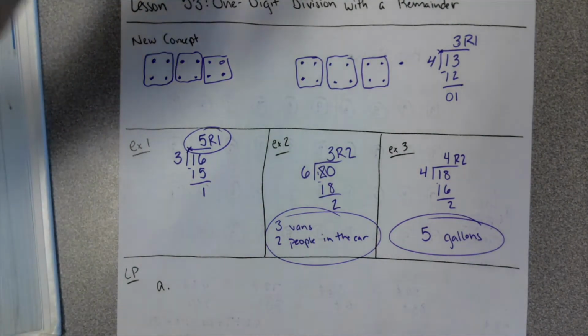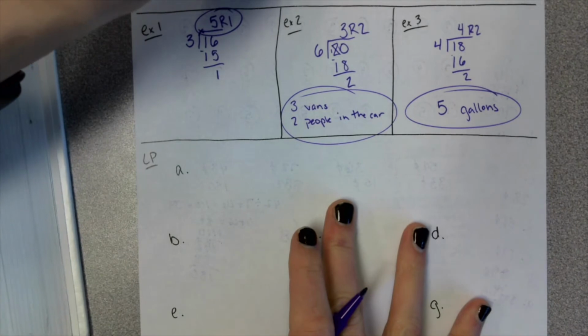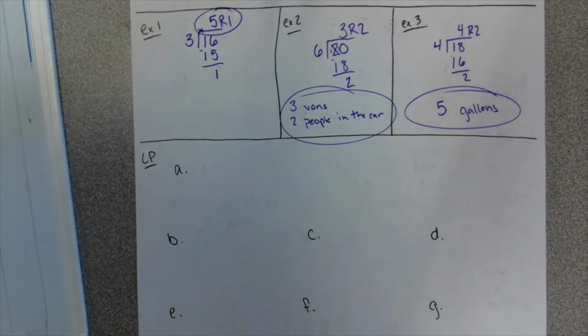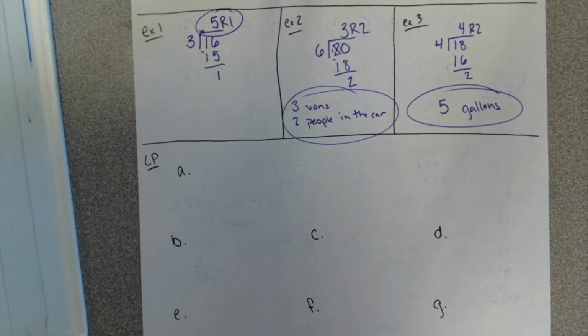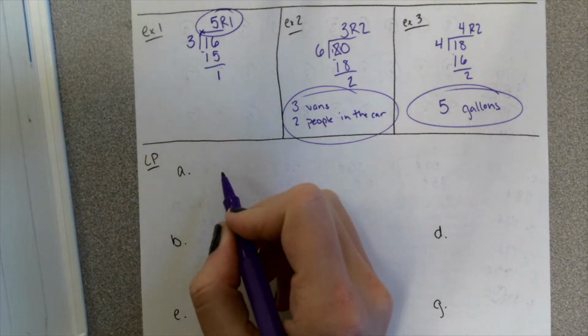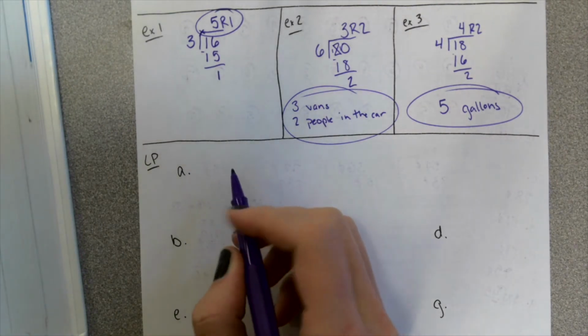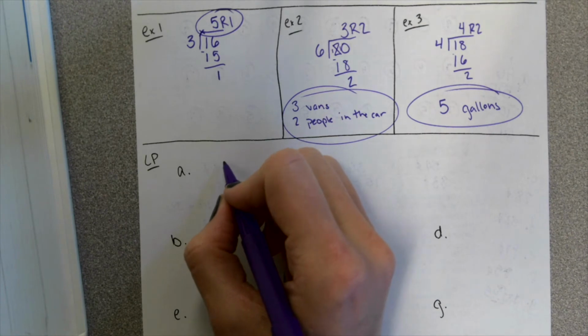Let's look at our lesson practice. A says draw dots and make groups to show 14 divided by 4. Write the answer shown by your sketch. So I'm going to draw 14 dots. I'm going to put them in groups of 4 right away.